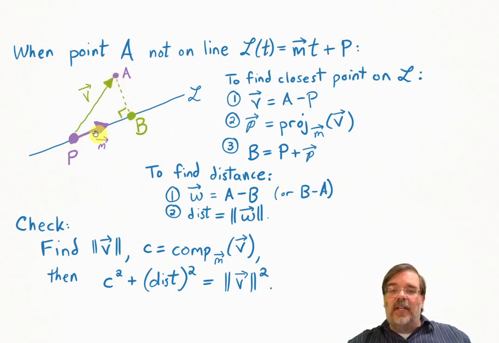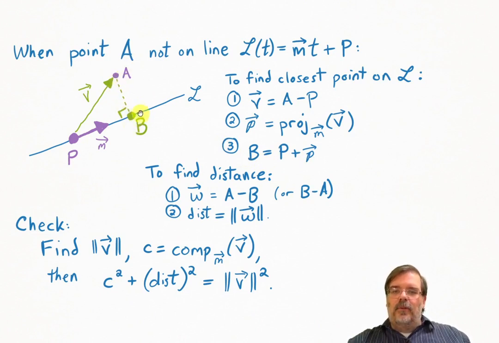Once you have the projection vector, start with your base point, add the projection vector, and it translates you exactly from the base point P to this closest point B. So B can be calculated as P plus vector p, the base point P plus the projection vector. Once you've got B, calculating the distance is relatively straightforward.